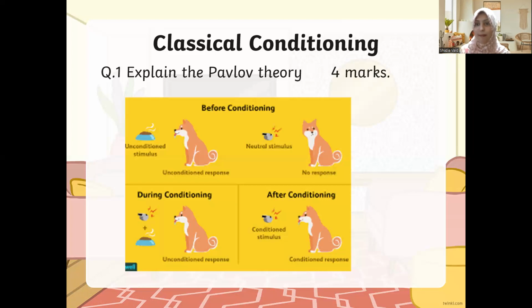So you could draw a picture and write in your own words what classical conditioning is and what happened in that experiment. And this usually comes for 4 marks.